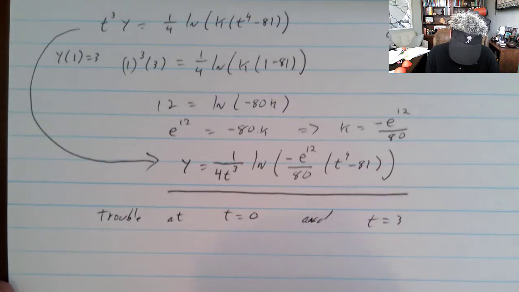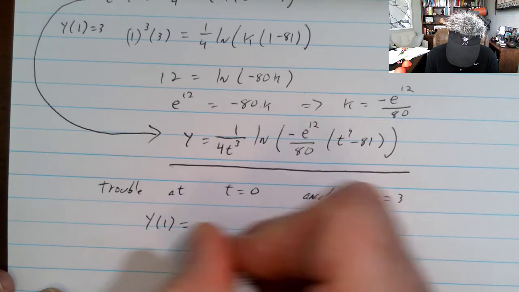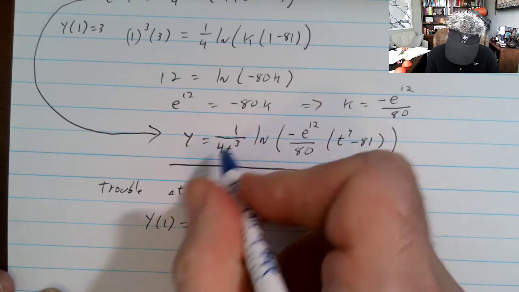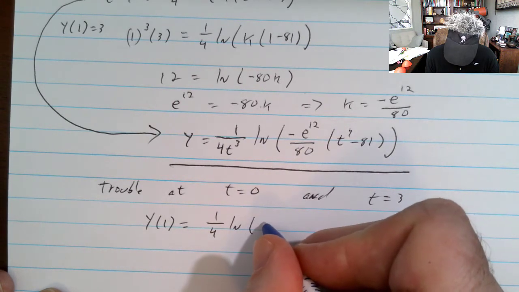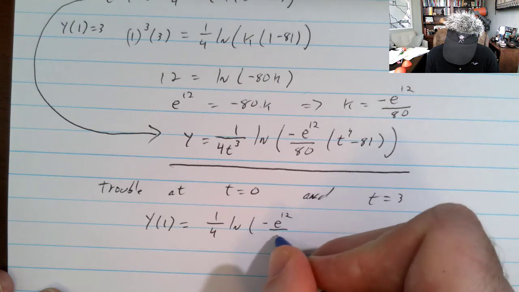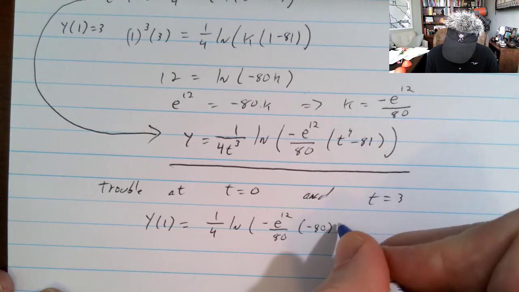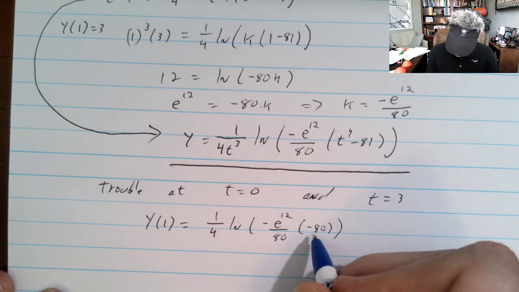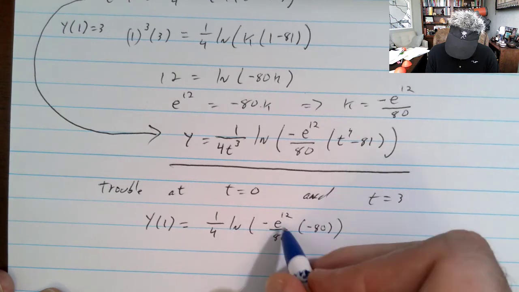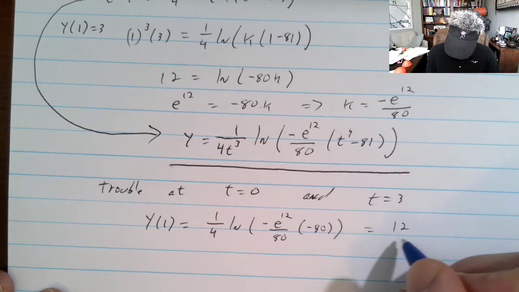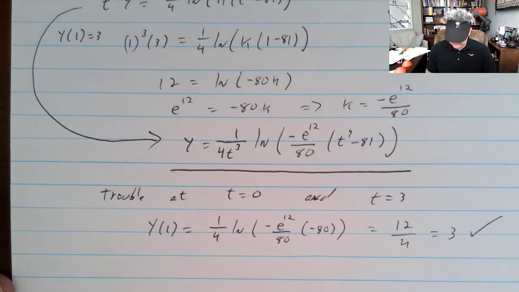In fact, we can even check our initial condition at least. So y at 1 is 1 over 4, 1 cubed, natural log of negative e to the 12 over 80 times negative 80. Simplify that. So that cancels, and the negative as well. So we have log of e to the 12, which will just be 12, 3. Perfect.